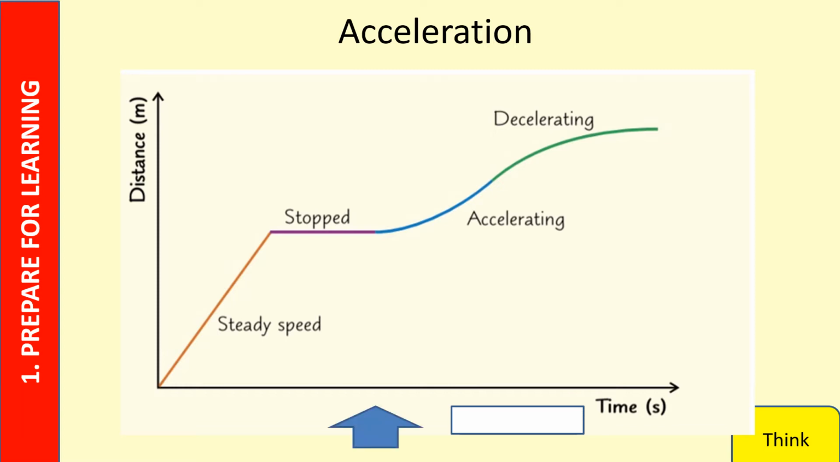You should have worked out that a sloped line gives you a steady speed, with the steeper the gradient, the higher the speed. A horizontal line, when the distance is not increasing but the time is, shows you that the object has stopped. If it is curved upwards and the slope is increasing, then that means you've got acceleration going on. And if the gradient is decreasing, that means the object is decelerating.